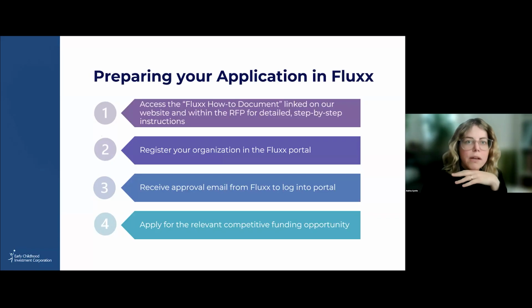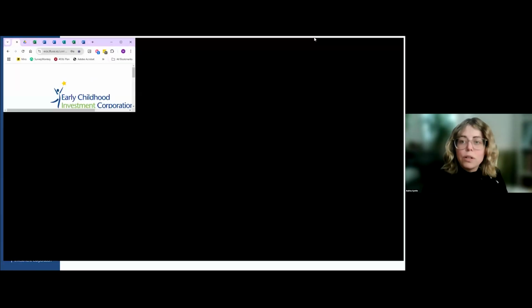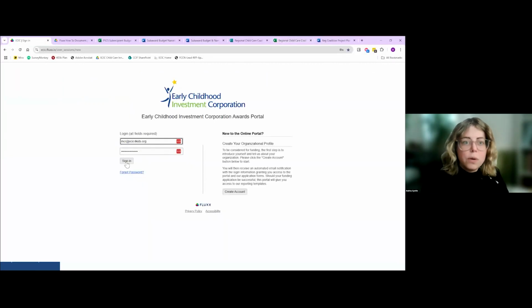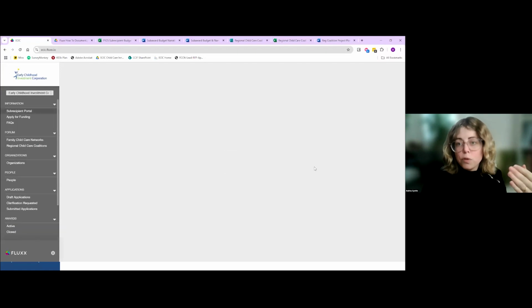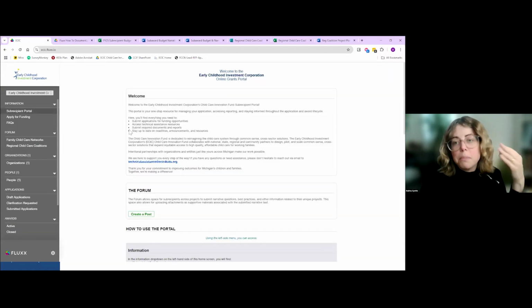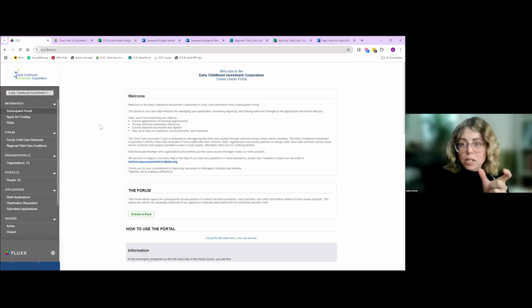I believe if Missy, you do have it pulled up, we could just kind of pan over to Flux. I can just show you guys a little bit what it looks like here. So after you register, it's going to come to us and then we're going to approve your registration. So you won't get a login immediately. There is going to be a buffer time that you're going to be waiting for us. But once you get that registration approval and you've got your password and your login information, this is what it's going to look like when you log in.